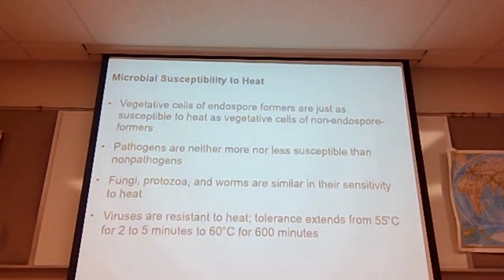The vegetative cells of endospore formers are just as susceptible to heat as vegetative cells of non-endospore formers. Pathogens are neither more nor less susceptible than non-pathogens. Fungi, protozoans, and worms are similar in their sensitivity to heat. And viruses are sensitive to heat. However, their tolerance extends from 55 degrees Celsius for 2 to 5 minutes to 60 degrees Celsius for 60 minutes.